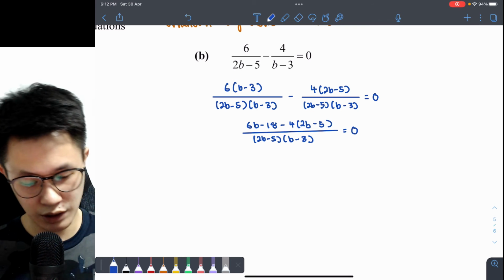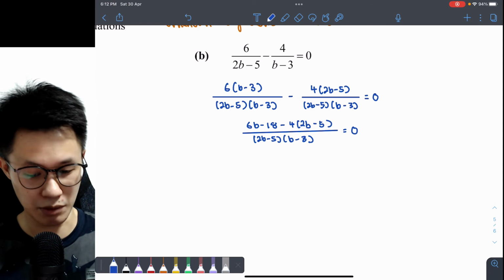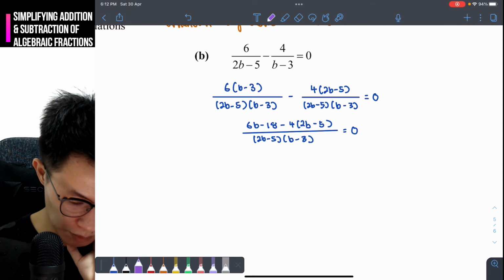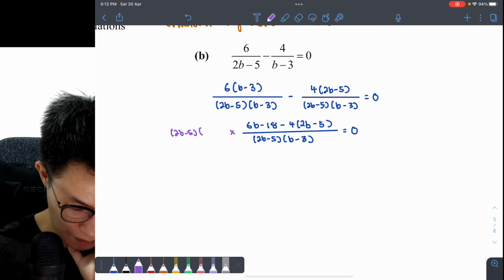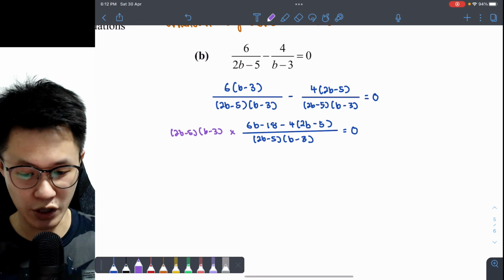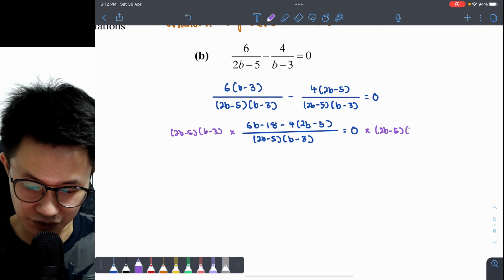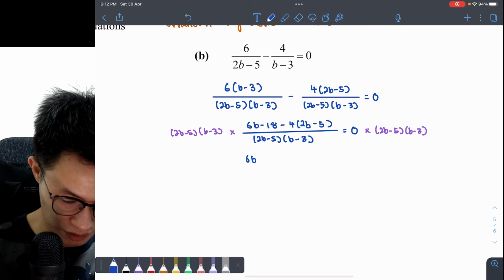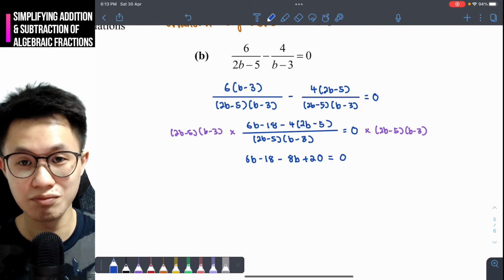And then if you think about it, if you bring over the 2b minus 5 times b minus 3 to 0, it will become nothing, correct? So what happens if I multiply 2b minus 5 times b minus 3 to both sides of the equation? Technically, it will remove the denominator for me. So what I have left is whatever is in the numerator. I'm going to expand the numerator here as well. It equals 0.